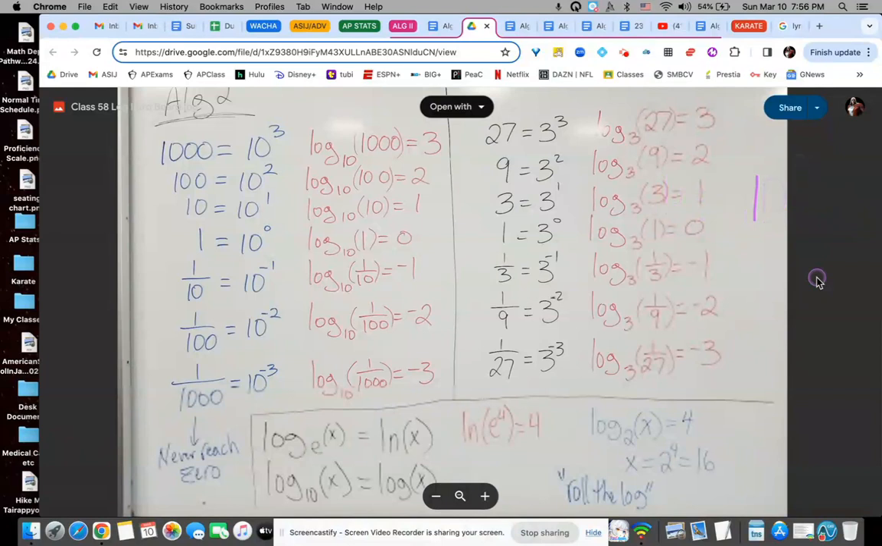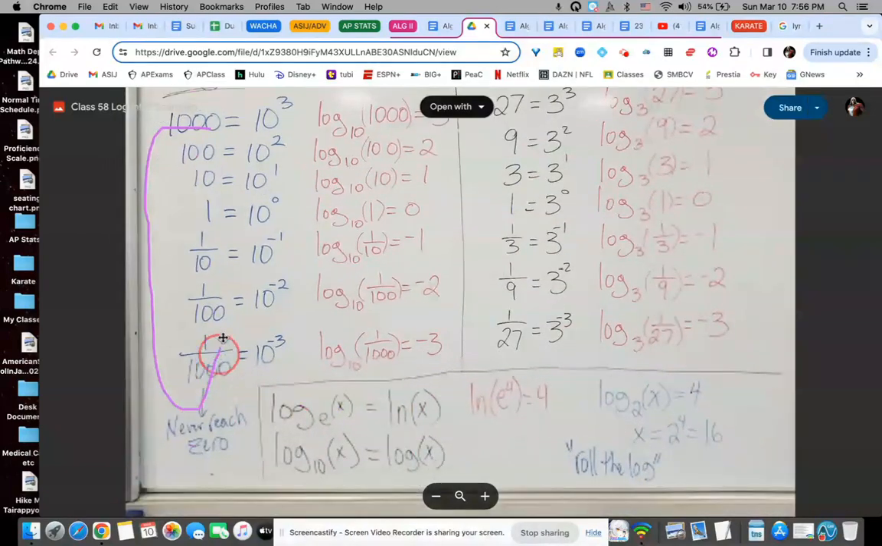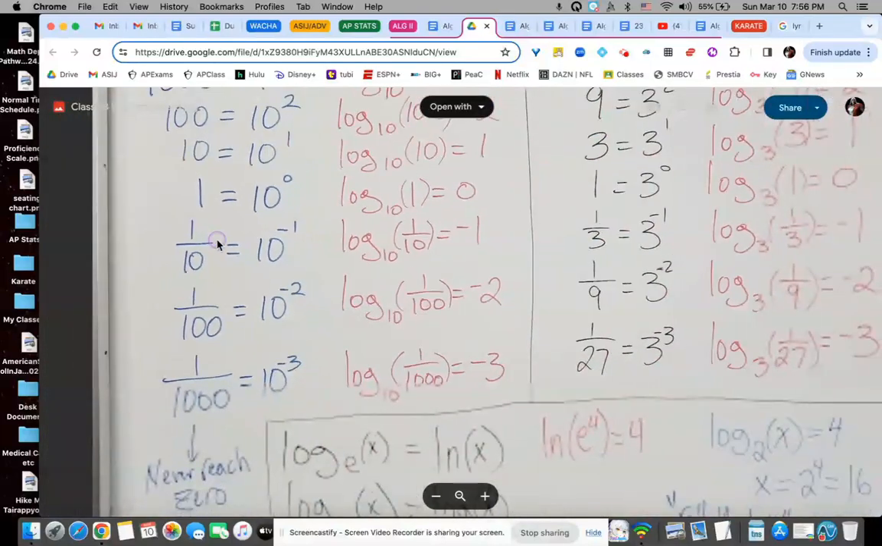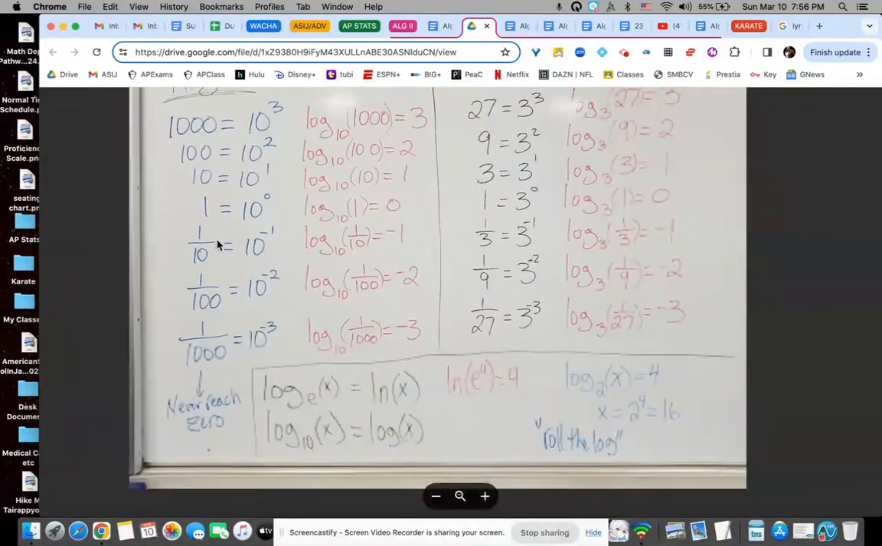Let's take a closer look at some examples here. On the left, you see in blue, we have 1,000 equals 10 to the third, 100 equals 10 squared, 10 equals 10 to the first, and so on. I want you to notice that the numbers on the left are exponential numbers.